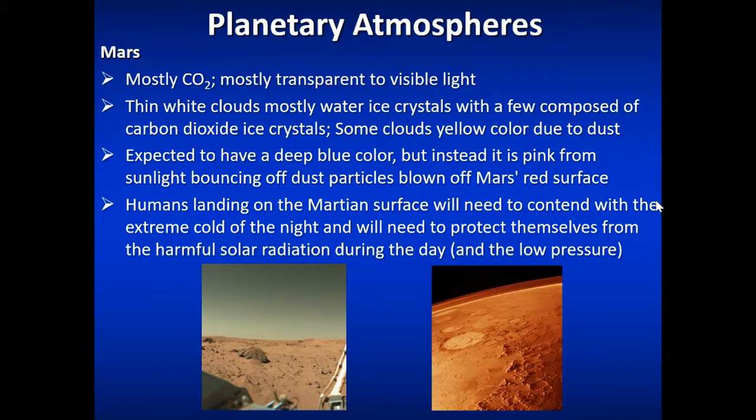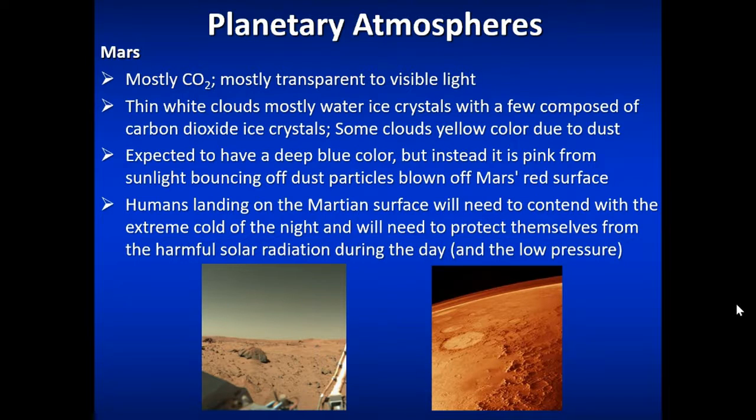Mars is mostly carbon dioxide. It is also transparent to visible light, so you can see down to the surface. It causes the atmosphere to look like it has a reddish tint, but that reddish tint is from the dust molecules that are blowing around in the atmosphere, a lot of oxidized iron in the dust. We would expect Mars to have a deep blue color, but instead it has that pink color from the dust particles.